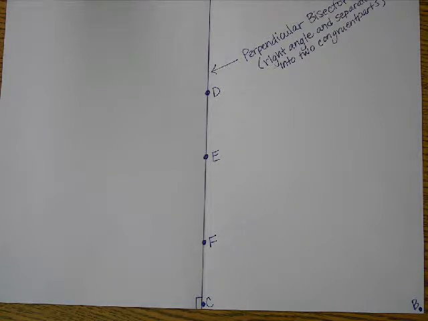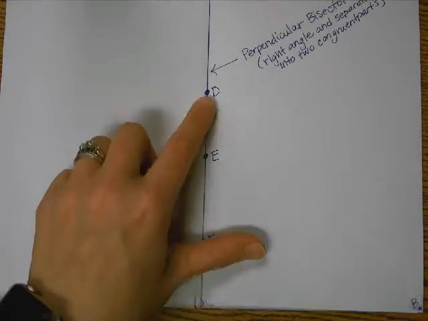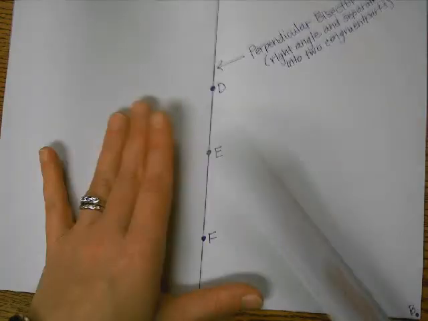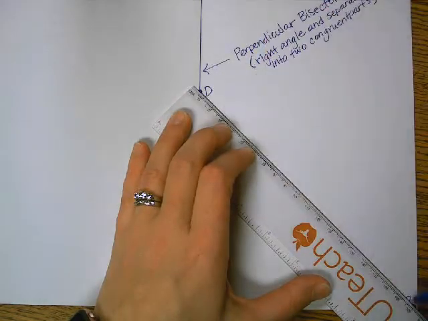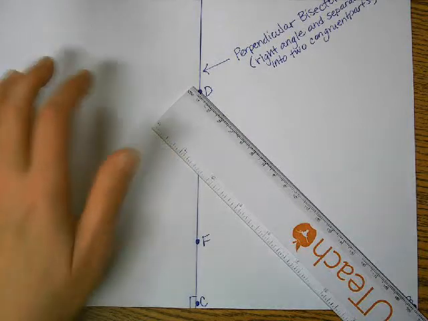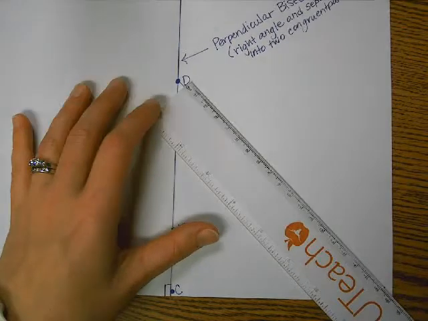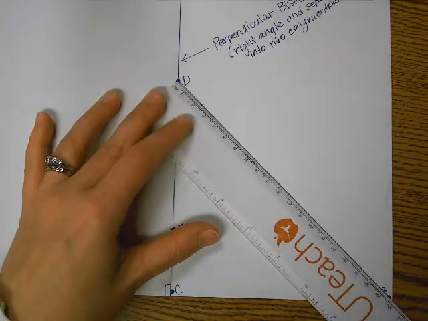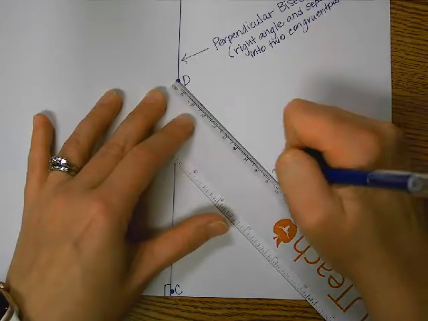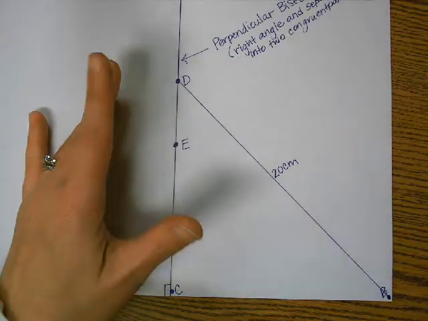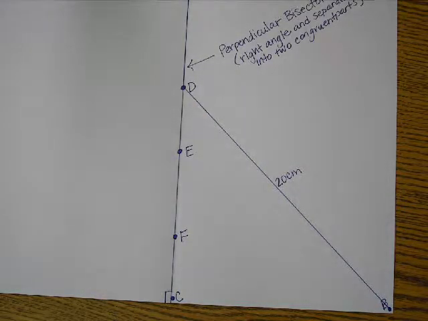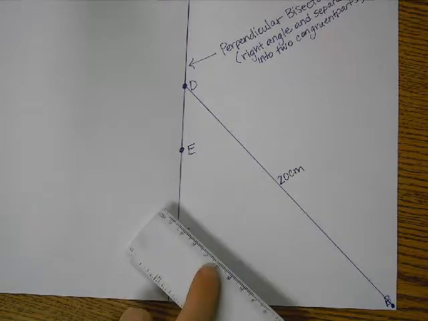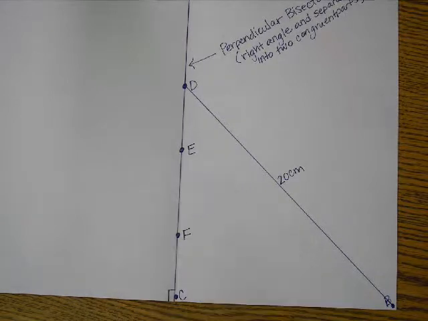Alright? Now, what I want you to do is notice something that happens. If I connect D to B, I'm going to take my ruler, and I'm going to draw a line that connects point D to point B. I'm also going to measure this line. I'm going to measure in centimeters just because centimeters are easier to measure in, and I get 20 centimeters. So, connect the line and then measure it in centimeters. Remember, centimeters are the smaller side of your ruler. The other side is inches.